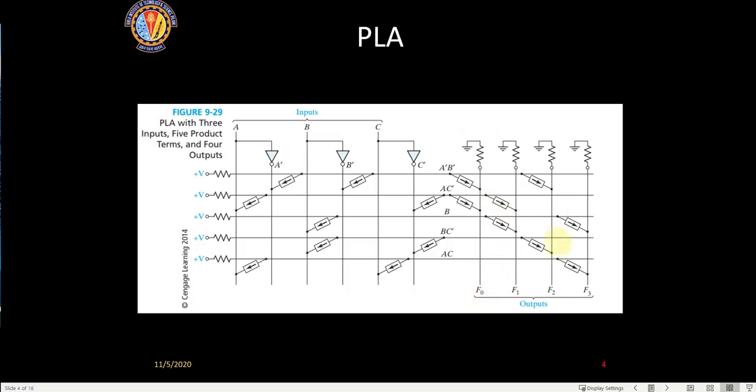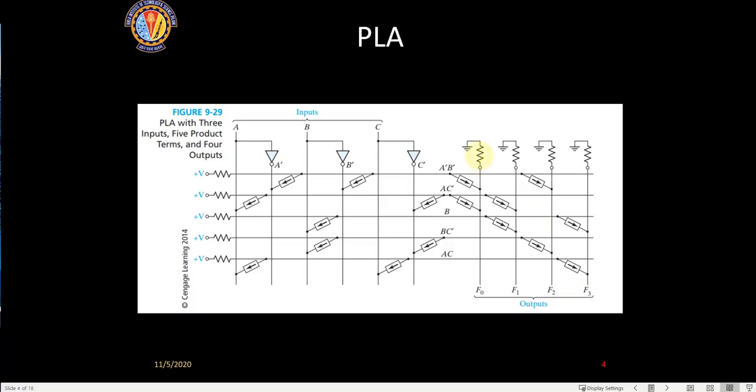So is this OR plane thing clear to all of you? Yes, sir. Just to confirm, F2 we will say is A dash B dash plus BC dash. Yeah, correct. So F3 will be B plus AC, like that only. Yeah, correct. Okay, got it.